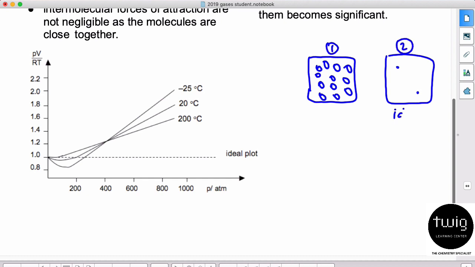Alright, this is ideal gas, and I call this non-ideal. They either call it non-ideal or sometimes they just call it a real gas. Okay? Non-ideal gas or real gas. Alright, so let's think of it in terms of the pressure and temperature.